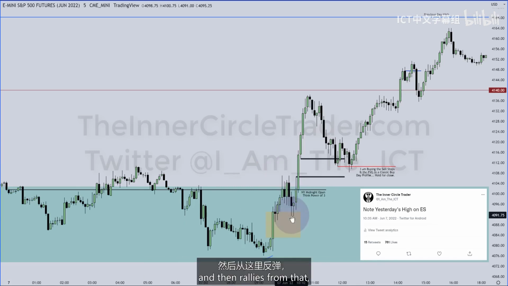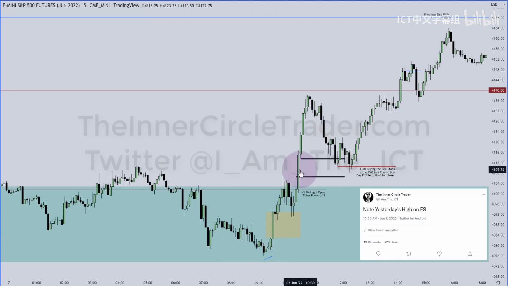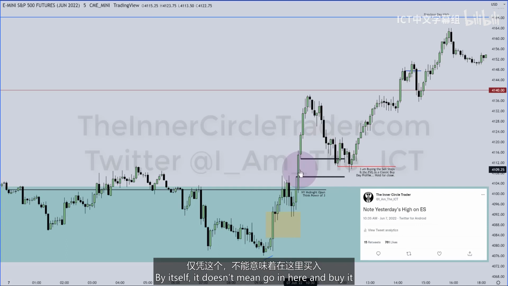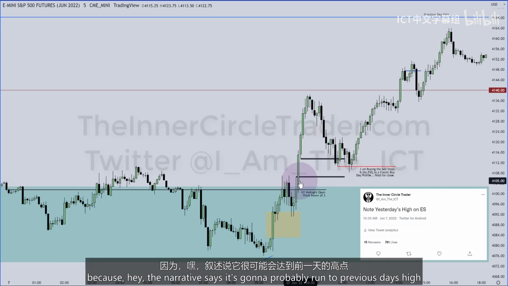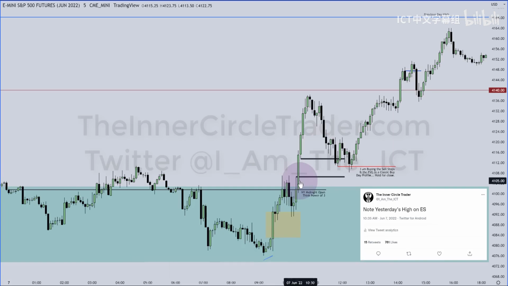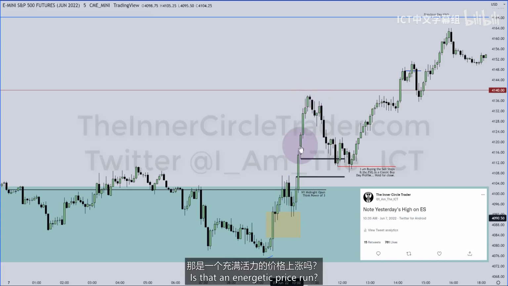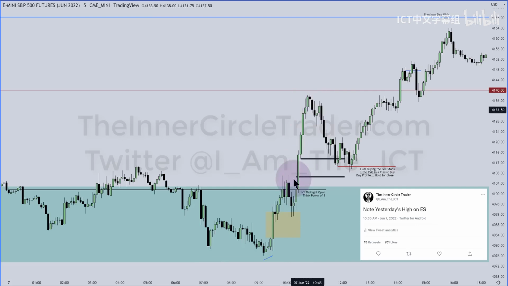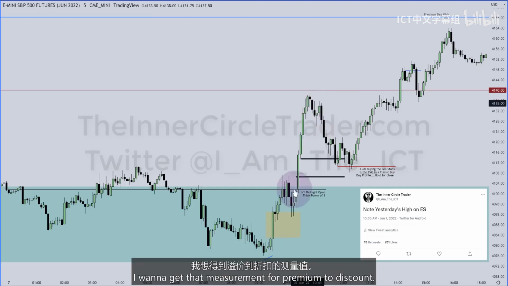Then when it drops down into here and then rallies from that, then I know it. Now that's narrative. By itself, it doesn't mean go in here and buy it because the narrative says it's probably going to run to previous day's high, because I could see myself stopped out if I'm premature. I want to see something that makes sense logically. So that means, do we see displacement? Yeah, we do. Is that an energetic price run? Oh, yeah, it is. Then that low to that high, I want to get that measurement for premium to discount.